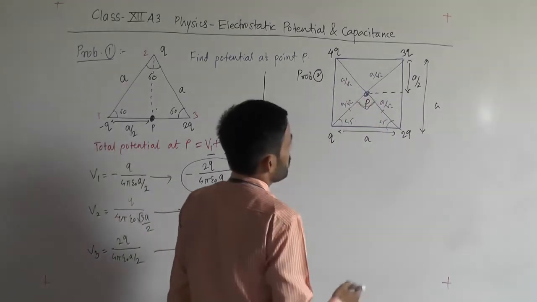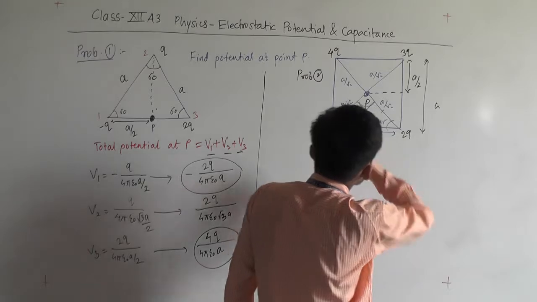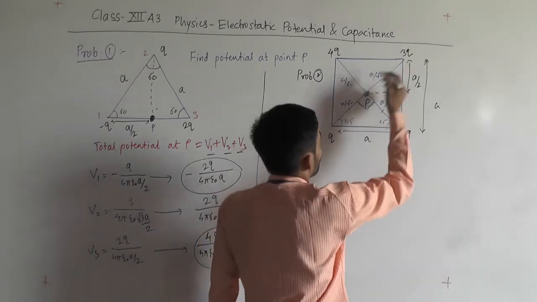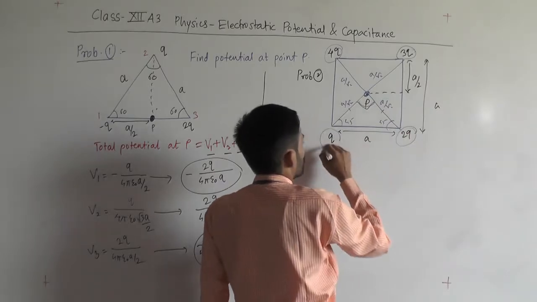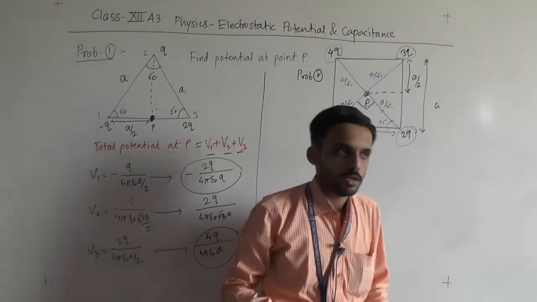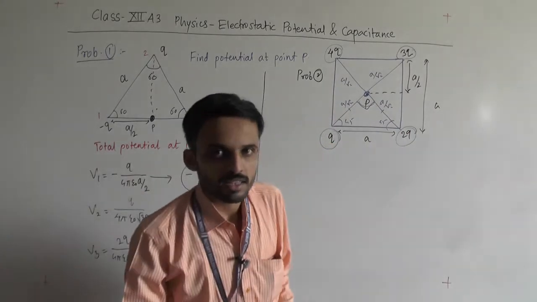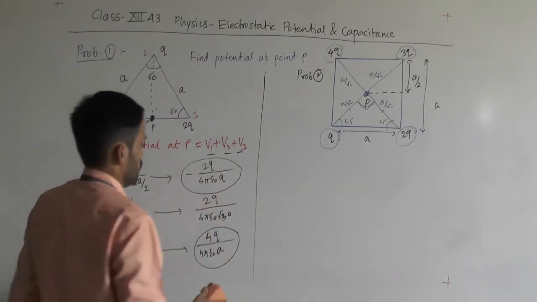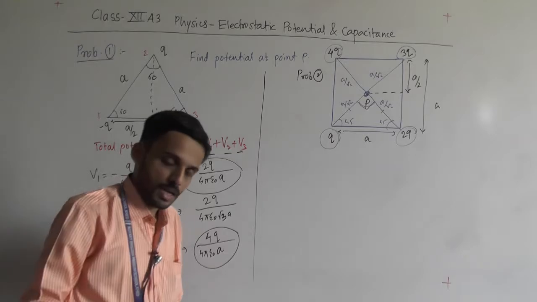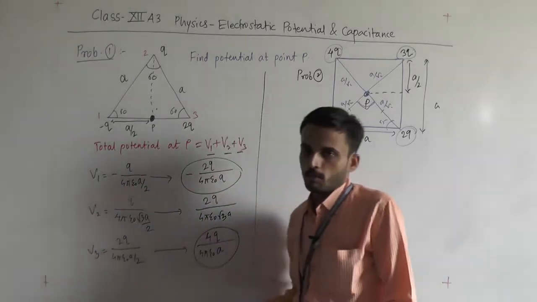So now at point P, there is no problem. What will happen? Potential due to 4Q, potential due to 3Q, potential due to 2Q, and potential due to Q. Like that you can calculate, and then you can get the total value of the potential at point P. Okay, I hope you have understood, and then we will go for the next problem.